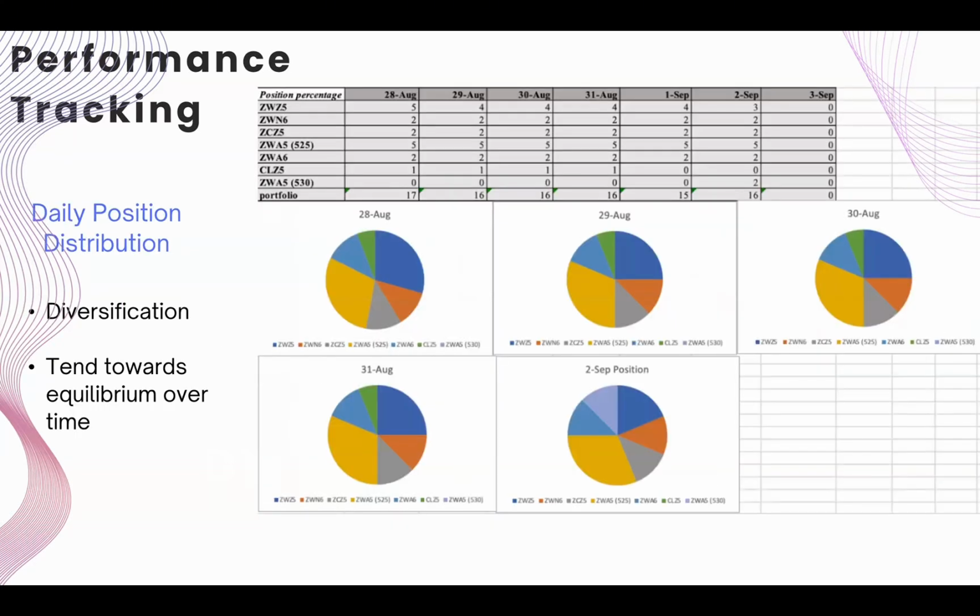And look at the position pie chart. At the beginning, our main contract, ZWZ5, dominated our portfolio. But over time, we added more contracts like corn and crude oil. So the portfolio became more balanced, and the diversification helped us reduce the risk and avoid depending on only one contract.